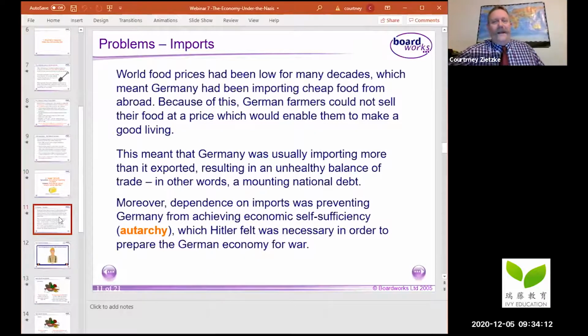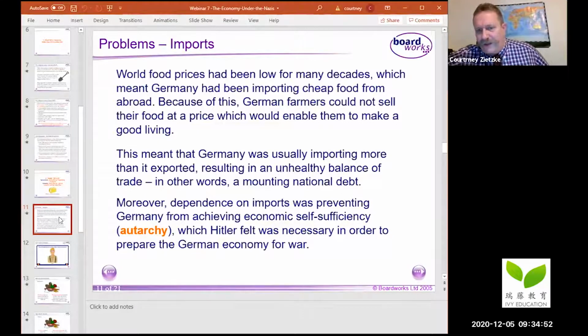Okay. Here are some of the problems that they were facing. Because Germany had become such a consumer-driven economy, because now there are 6 million more people at work, they began to demand more goods and services. World food prices had been low for many decades, which meant Germany had been importing cheap food from abroad. This is because German farmers could not sell their food at a price that they could actually make a living with. So this meant Germany was usually importing more than it exported, resulting in an unhealthy balance of trade. In other words, a mounting national debt.